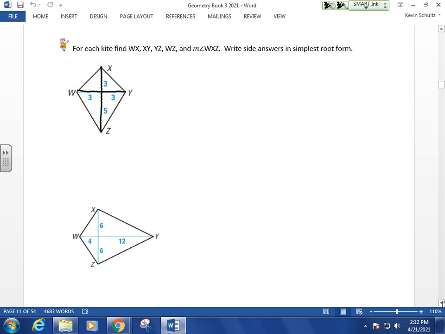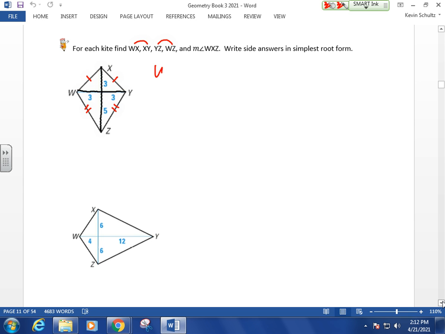WX, XY, YZ, WZ, so 4 sides, and then angle WXZ. Seems daunting, but what do we know about WX and XY? Julia. They're congruent, right? WX and XY are congruent sides. So if you find one, you know the other. How about YZ and WZ, Sebastian? They're congruent sides as well. So it sounds bad, but not really. You only find 3 values because the other 2 are given to you then with the congruency.